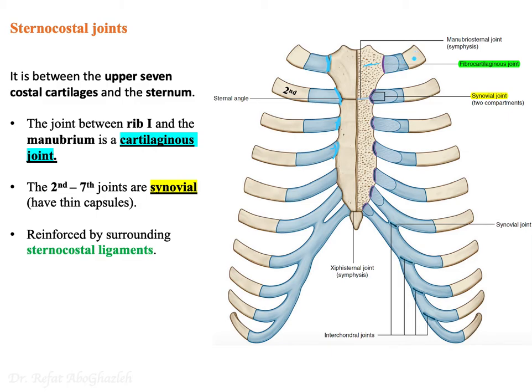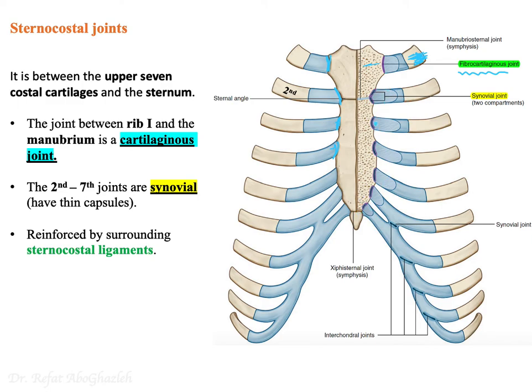The first rib is not synovial because the joint between the first rib and the manubrium is a cartilaginous joint. We call it fibrocartilaginous joint, or you can say cartilaginous joint. It's not synovial. What about the rest? The rest, from the second to the seventh, are synovial joints, and they have a thin capsule.